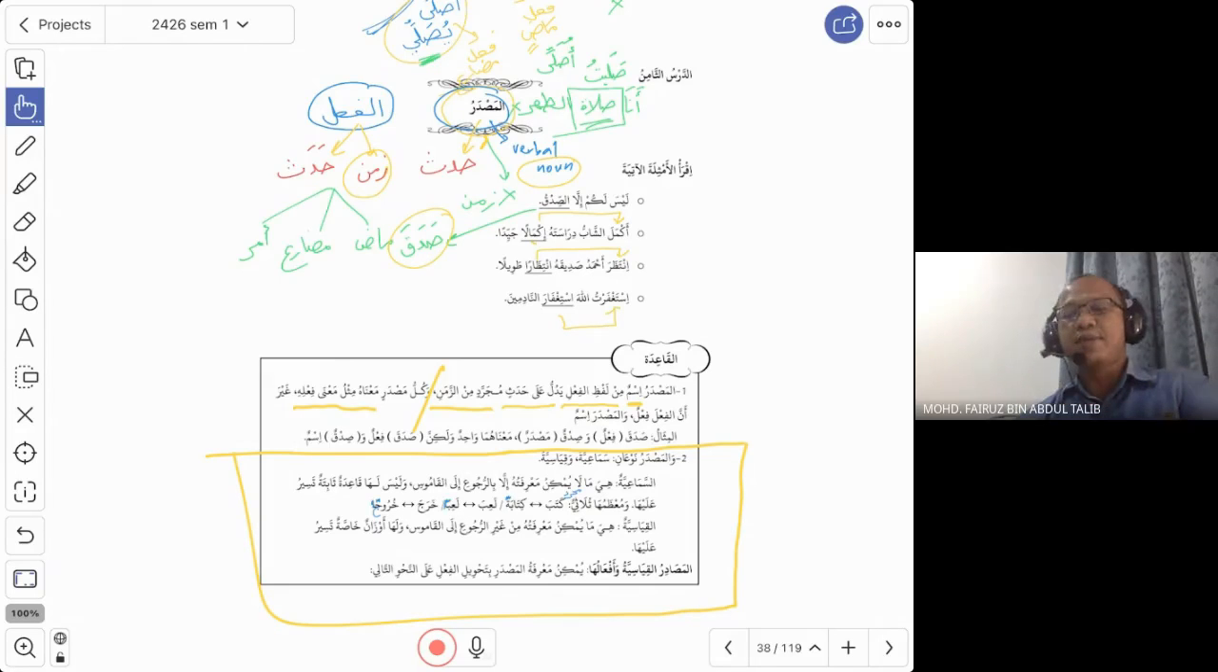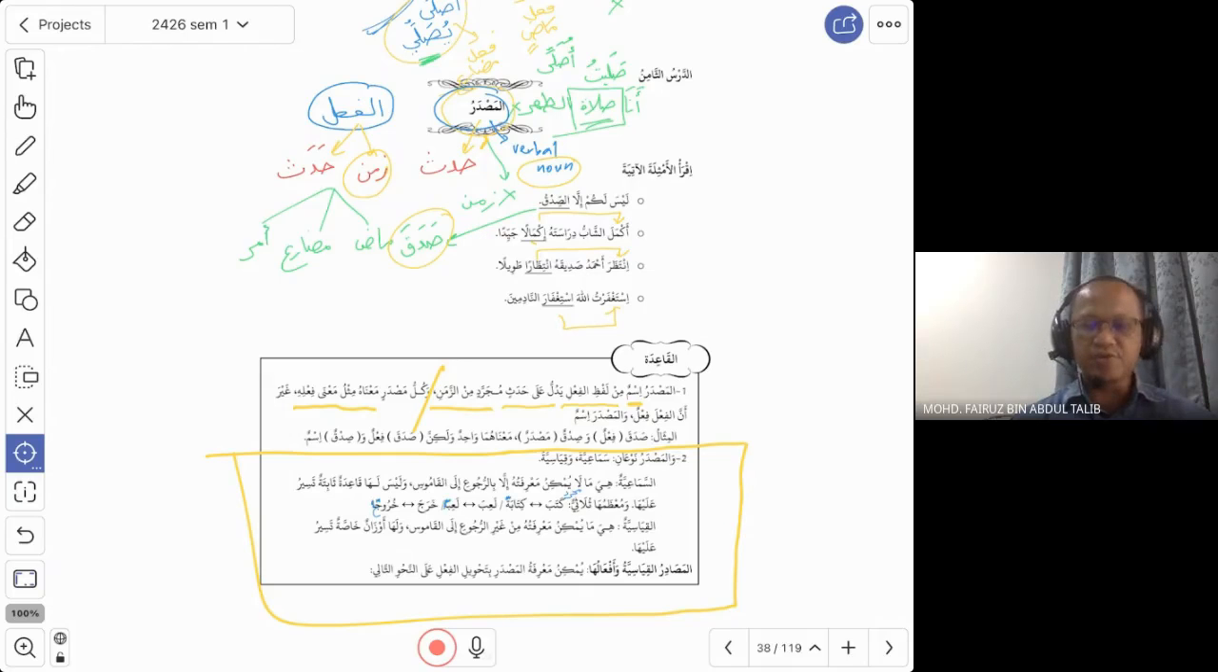The difference is that the verb, or fi'l, will include not just the action but also zaman, the time. That is why you have fi'l madi, past tense, fi'l mudari, present or continuous tense, and also fi'l amr. But when we talk about al-masdar, it is only about the action and not about the time. Okay, so that is about the masdar.